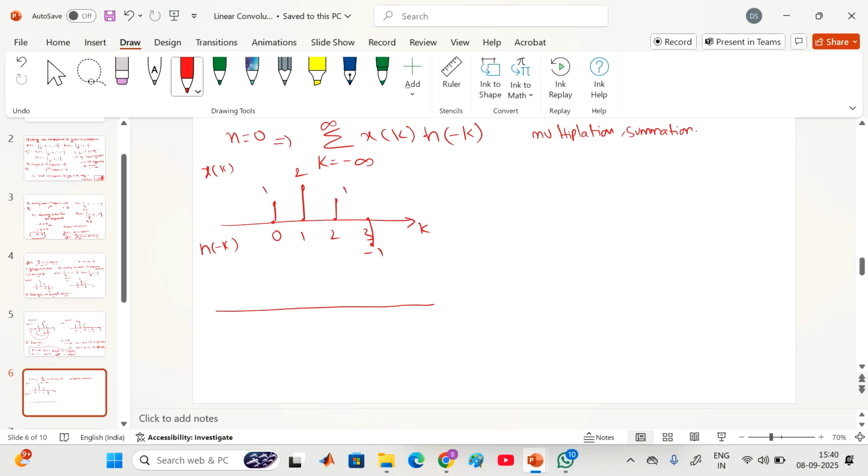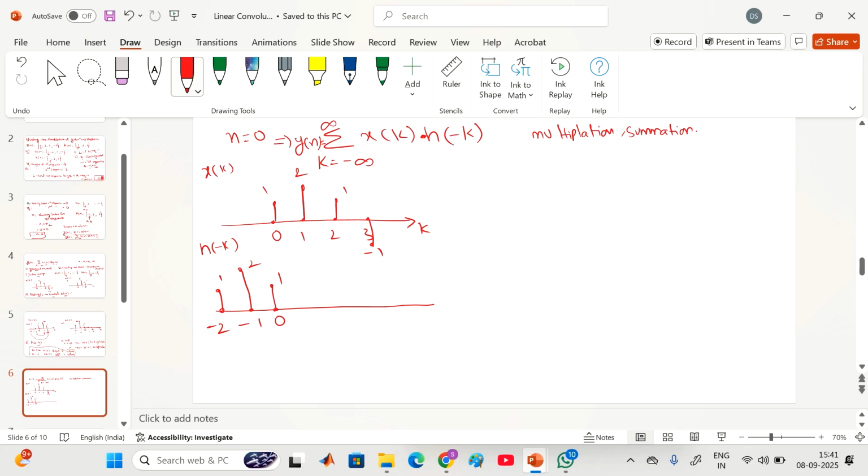Then the third step is shifting, based on the n value, either to the left side or the right side. The next steps are multiplication and then summation, because in our formula we have the summation of x of k multiplied with the shifted impulse. Now h of minus k at 0 has 1, then at minus 1 it is 2, and at minus 2 it is 1.